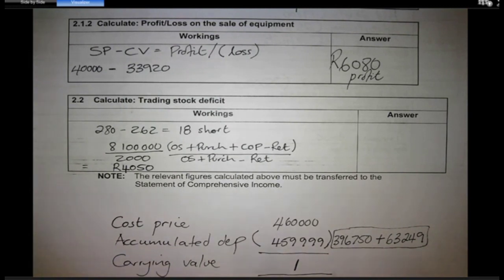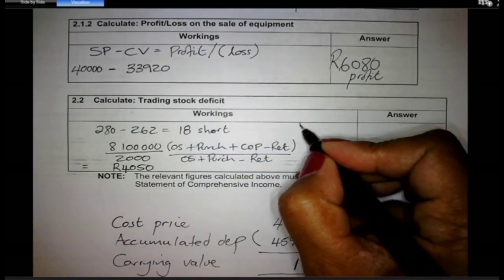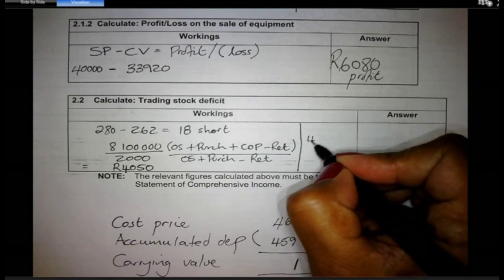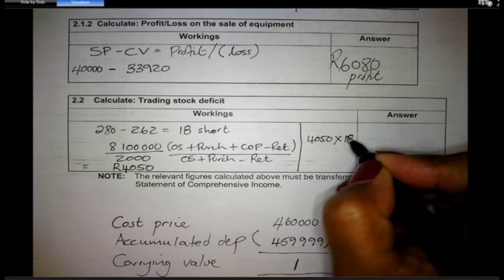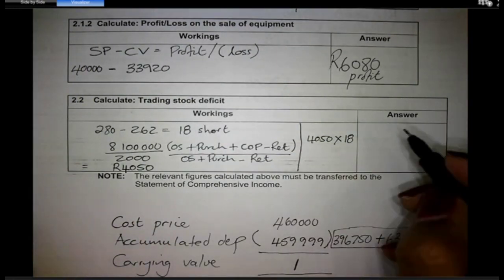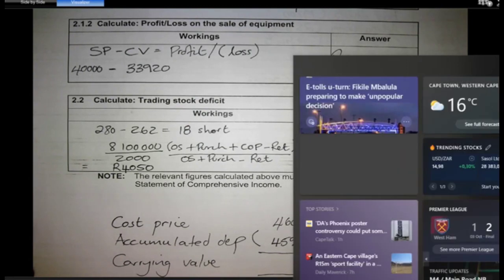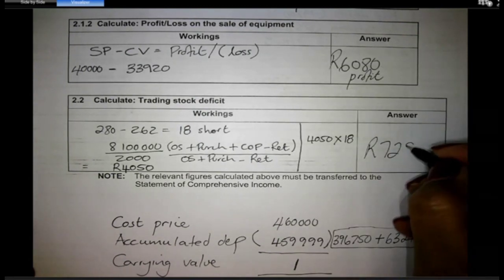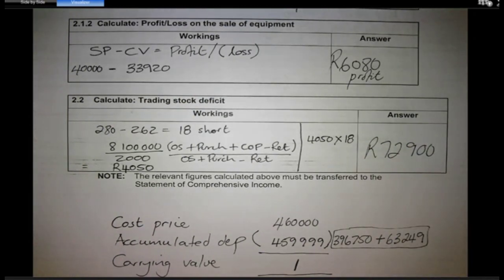So now I'm going to take that and times it by 18. So I'm going to say, sorry, I'm just working a bit untidy there. 4,050 times 18, which is my units short, and I'm going to get 72,900. Okay, please don't forget your formula. You have to go into your exam equipped with your formula.